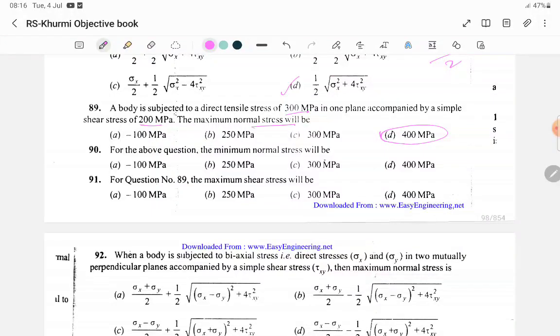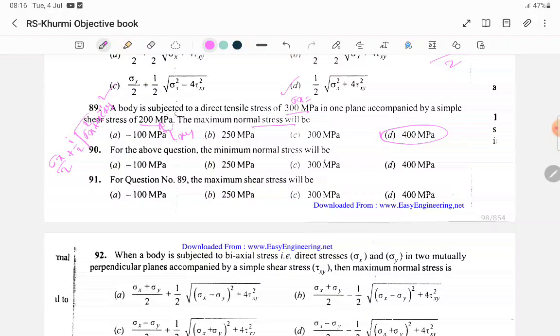What is the formula? Sigma x by 2 plus 1 by 2 into under root of sigma x whole square plus 4 into tau of xy whole square. In this formula you apply: in place of sigma x you put 300, and tau of xy is 200. You apply, you get the answer.